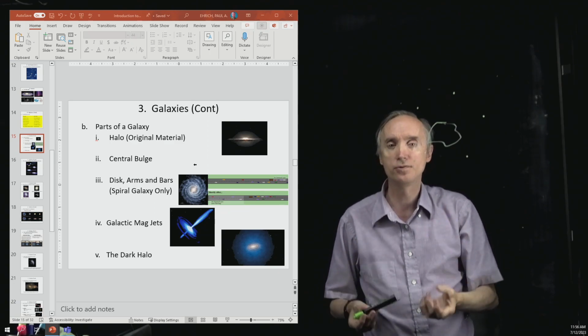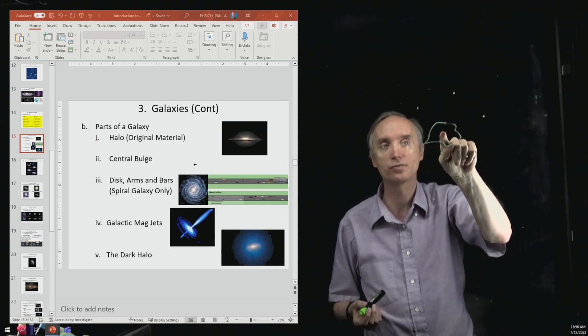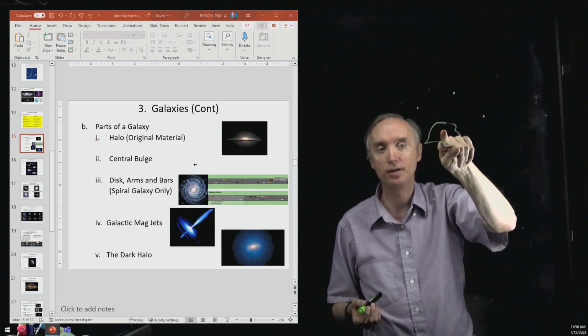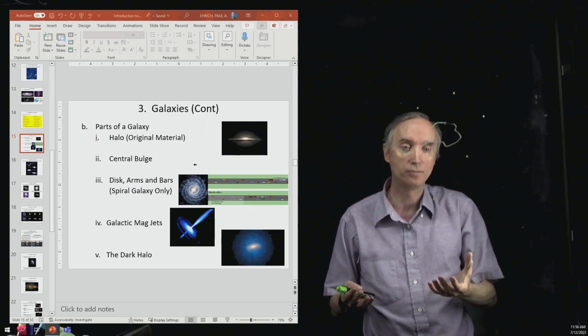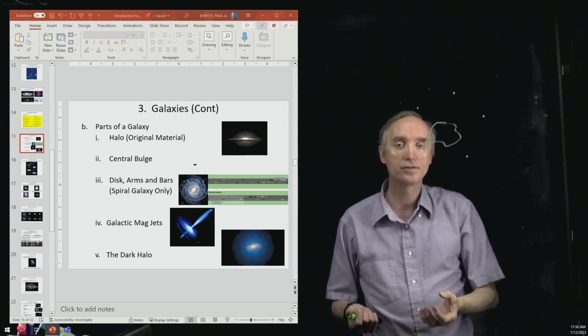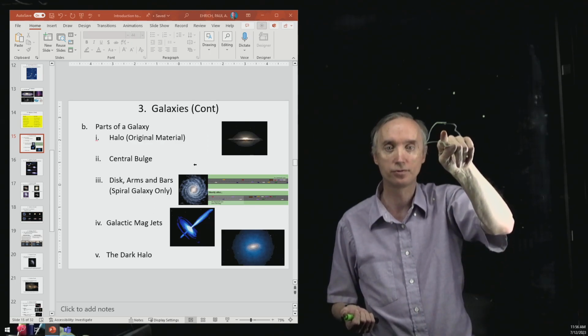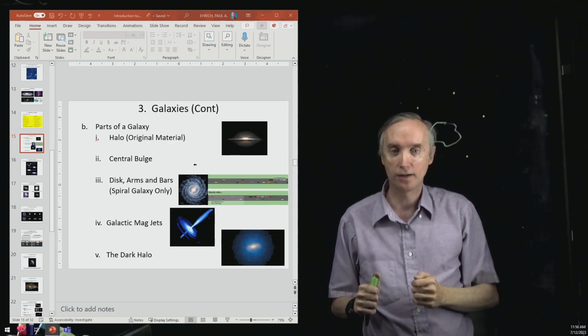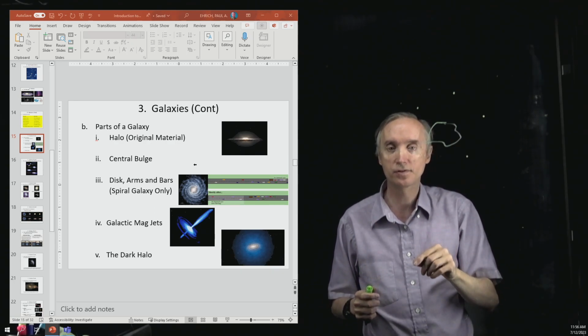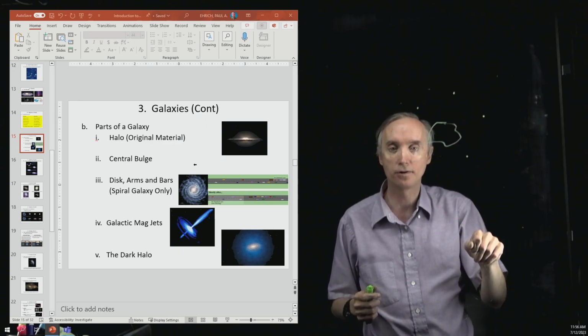Okay, now most galaxies are going to have a central part to them. In the center of most galaxies, that's where the stars are the most concentrated, and that's going to be the central bulge. Okay, now only spiral galaxies are going to have disks, arms, and bars.